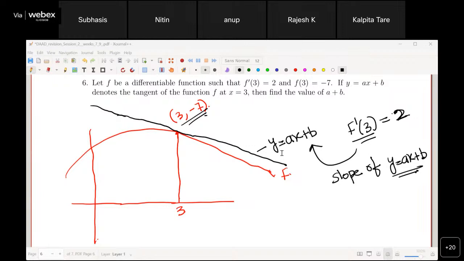Yes. If slope is equal to 2, then if we substitute in y is equal to mx plus c, then m is equal to 2. And we compare, then a is equal to 2. Is that what you're asking? Actually, I'm not asking about a equal to 2. I'm asking something different. I'm asking what will be the equation of the line. Y is equal to 2x minus 13. It's actually y plus 7 is equal to 2 into x minus 3.